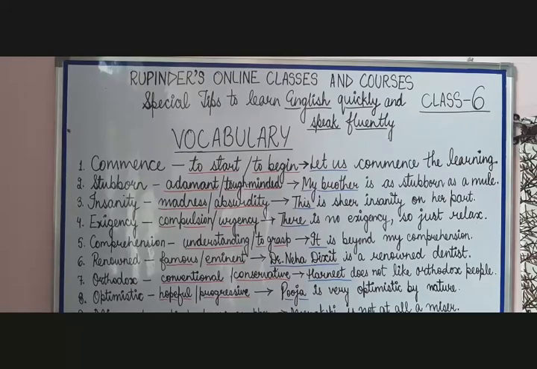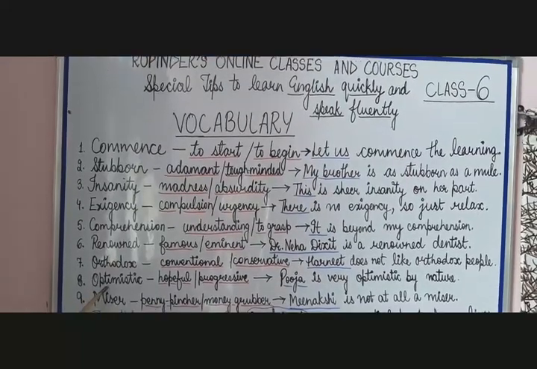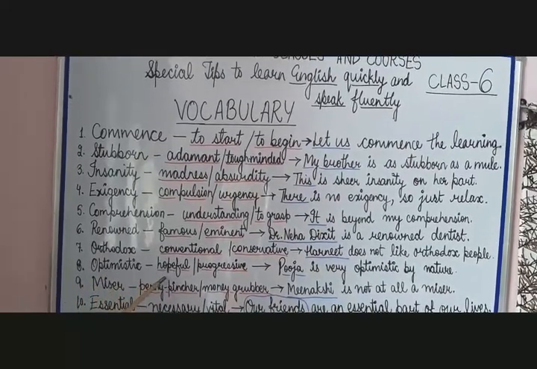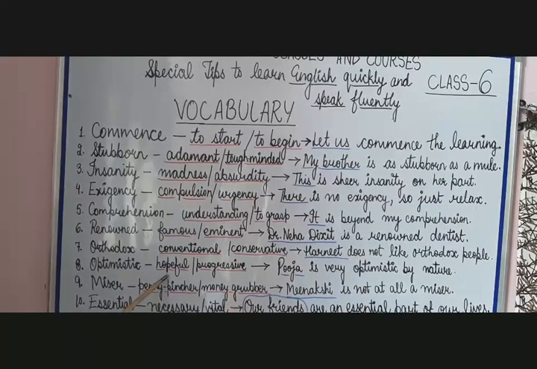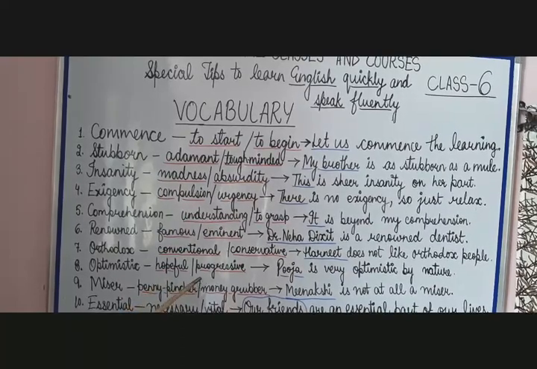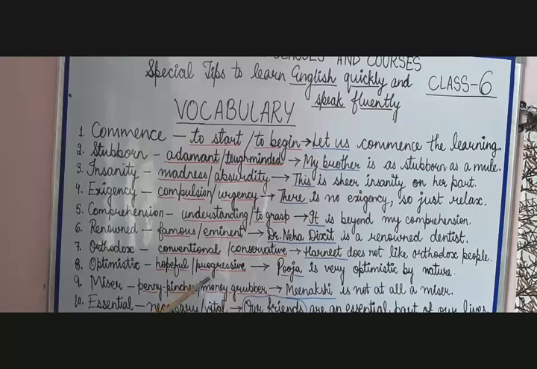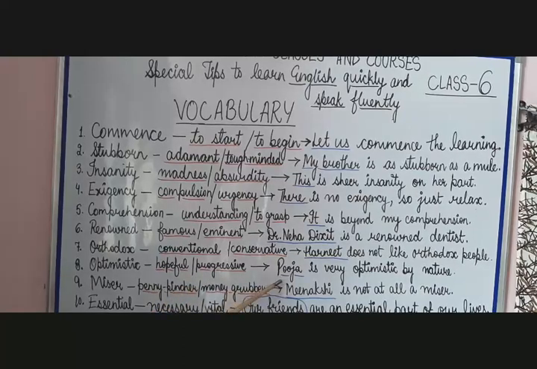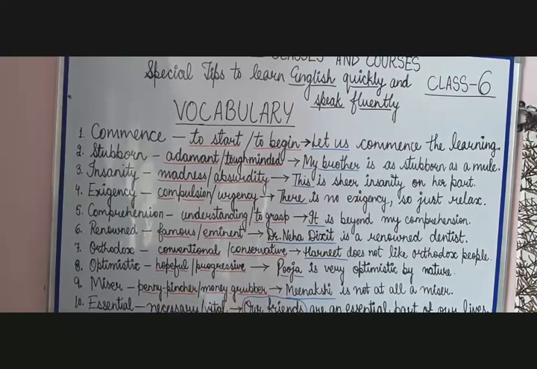Next word is optimistic. ऑप्टिमिस्टिक का मतलब आशावादी. That means hopeful and progressive, जो बहुत आगे का सोचते हैं. So the sentence is, Pooja is very optimistic by nature.